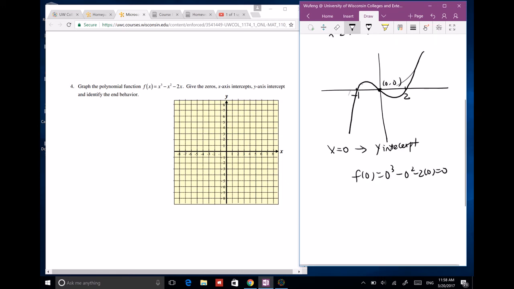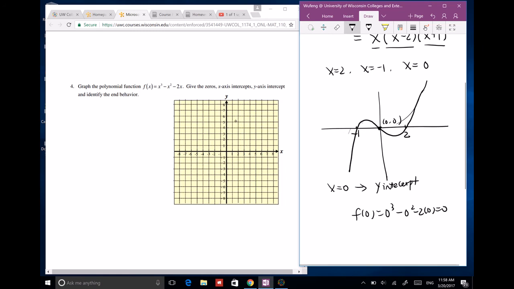Okay. And the end behavior: as x goes to infinity, y goes to infinity; as x goes to negative infinity, y goes to negative infinity.